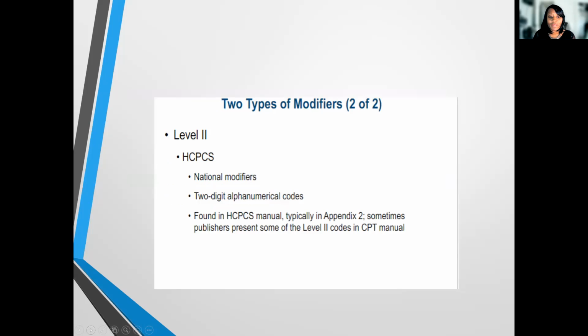You also have what are called level 2 modifiers, and these modifiers are going to be found in your HCPCS manual. Those are going to be 2 digits, and those are going to be alphanumeric codes. They're found in the appendix of your HCPCS as well. You will notice that most of the coding manuals are set up the same. You're going to have your appendixes, your indexes, and the area where the codes are actually listed. Most of your books are set up in the same manner.